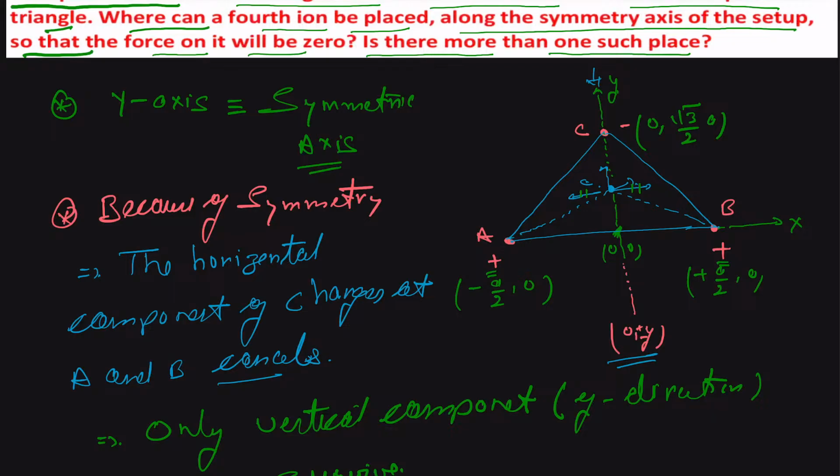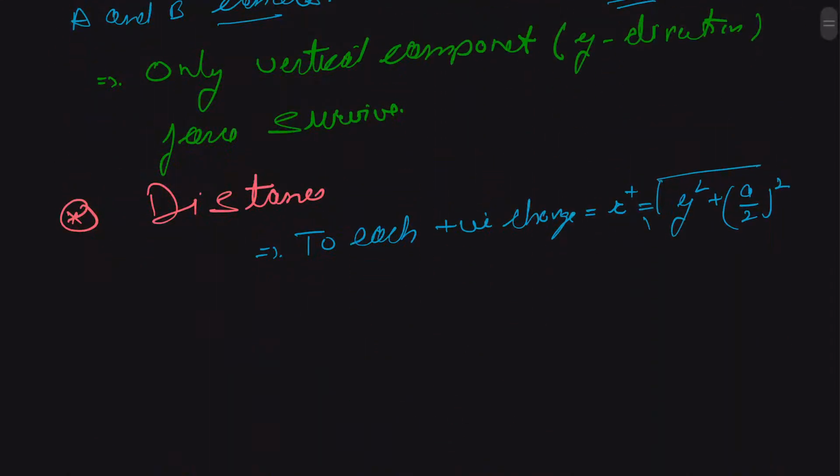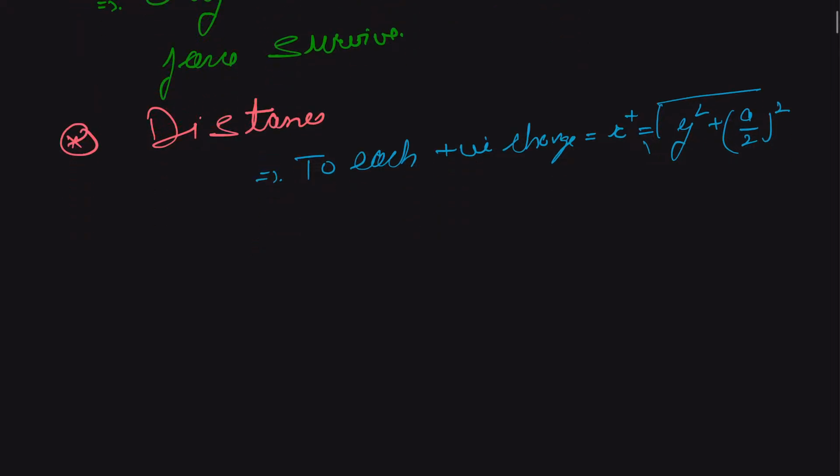In general we take any point whose coordinate is y, and this distance is a by 2. Like we said, we have taken this as y, so the distance between the charge and this test ion, because this is a right angle triangle, will simply be the square root of y squared plus (a by 2) squared. Now we come to the second charge, that is the distance to the negative charge.